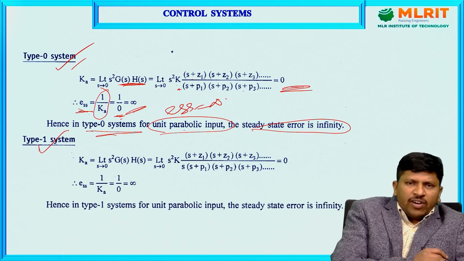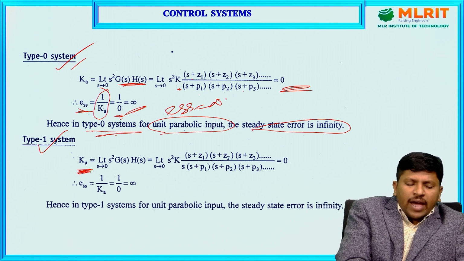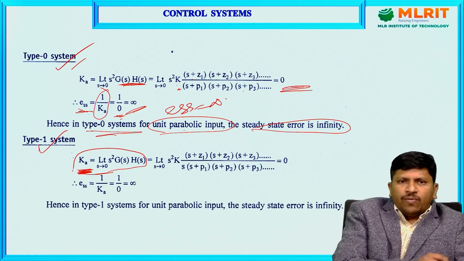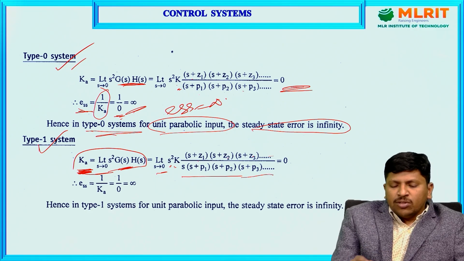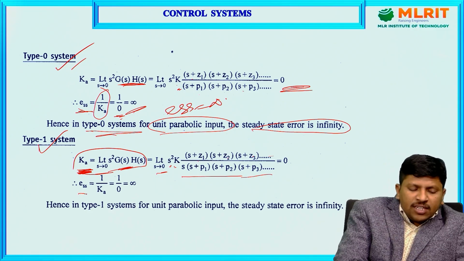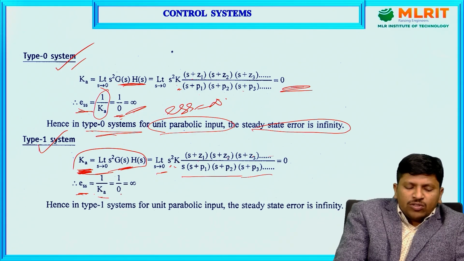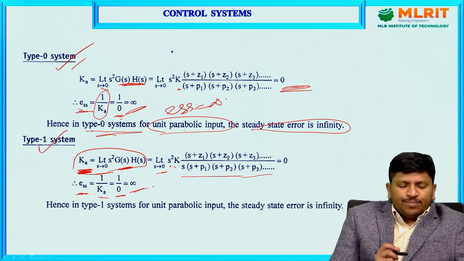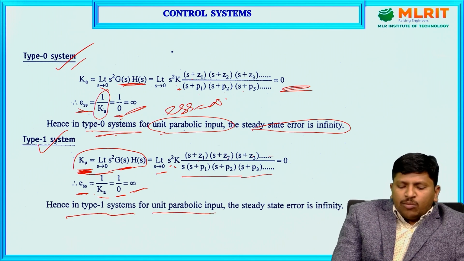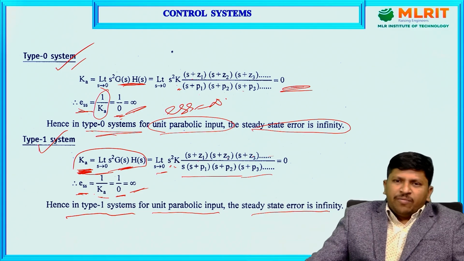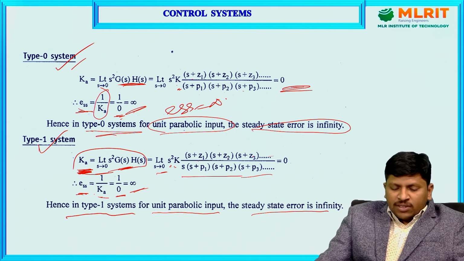Next, coming to type 1 systems, the acceleration error constant Ka equals limit s tends to 0, s square into G of s into H of s. Already we know that G of s into H of s is K into (s plus z1)(s plus z2)(s plus z3) and so on, divided by s into (s plus p1)(s plus p2)(s plus p3) and so on. This gives 0. So steady state error equals 1 by Ka, that is 1 by 0 equals infinity. Hence, in type 1 systems, for unit parabolic input, the steady state error is infinity.